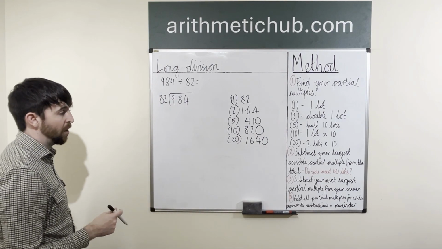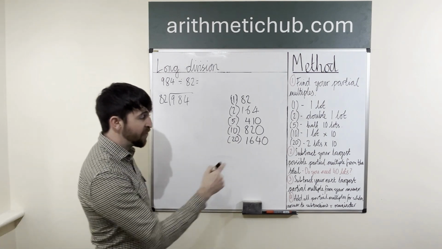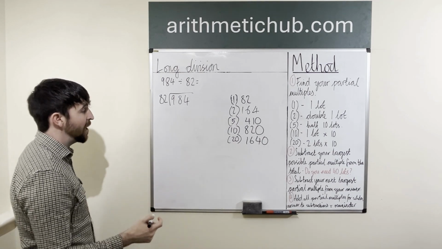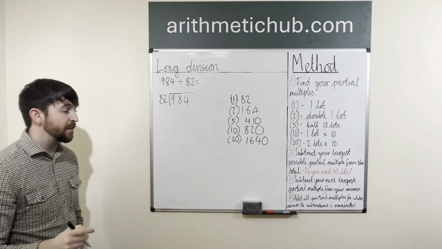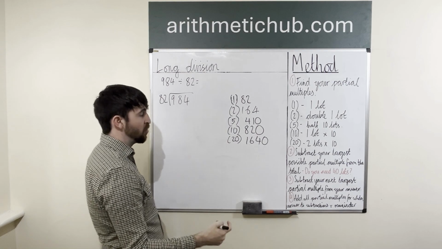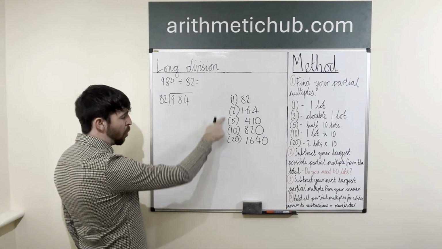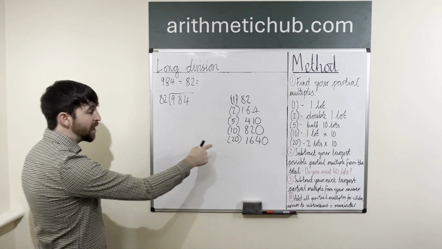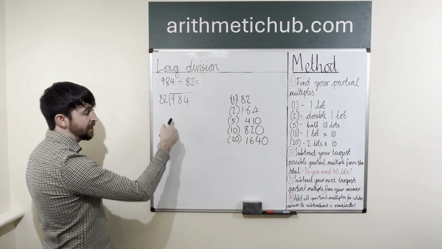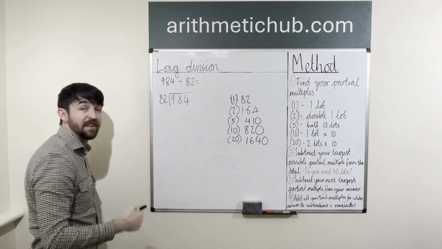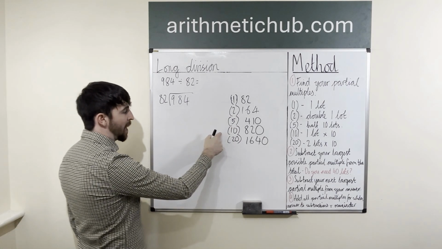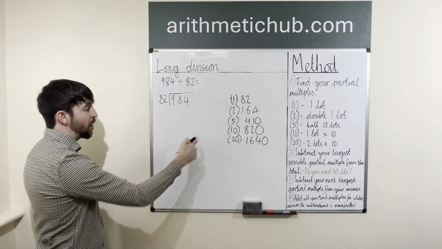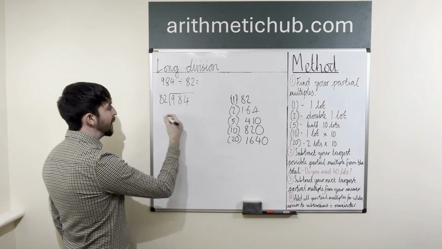Now let's have a look at the second part of my method. It says, subtract your largest possible partial multiple from the total. So I've got 984 as my total here. I'm going to subtract my largest possible partial multiple. I would find the biggest number I could subtract from 984. I can't subtract 20 lots from 984 because 1,640 is bigger than 984. So instead I would have to subtract 10 lots because 820 is smaller than 984. So the first partial multiple I would subtract would be 10 lots.